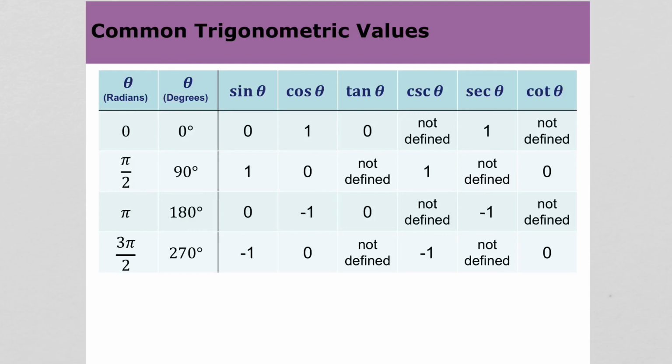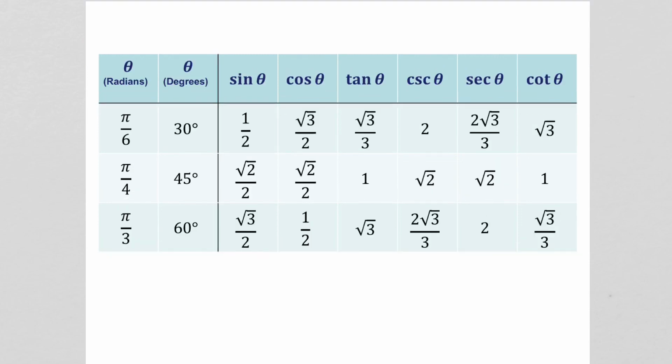And then this is just a list of common trig values. You don't want to have to memorize this. You want to be able to find them. And you can find them by generating the unit circle yourself. But this is a list you can look back to if you like.